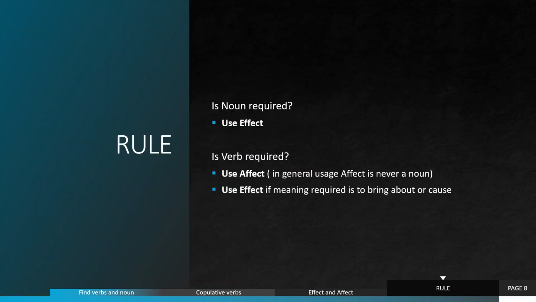So now we have come to our solution, or we can say our rule. The rule is: use effect if you require a noun with the meaning result or influence. Use affect if the meaning is to influence or to change and it acts as a verb. And if the meaning as a verb is to bring about or to cause, use effect. That's all.